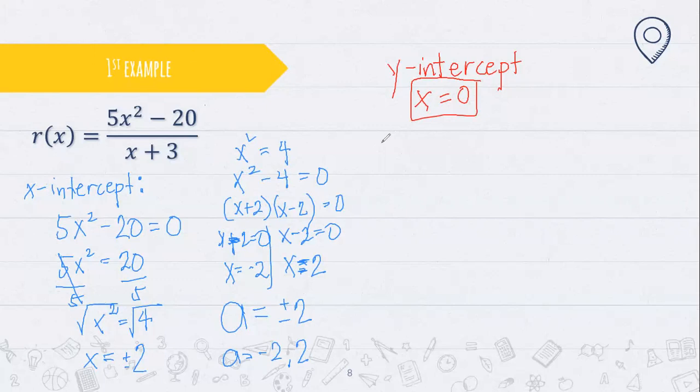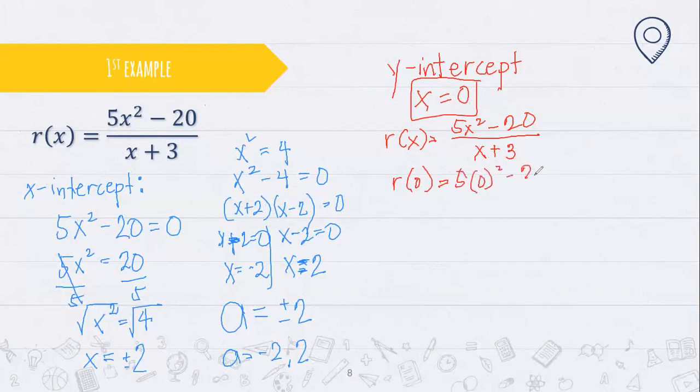So, what's the function natin? We have r of x is equal to 5x squared minus 20 all over x plus 3. And then we substitute 0 to our x's. So we have r of 0 is equal to 5 times 0 squared minus 20 all over 0 plus 3. And then, yung r of 0 class actually is yung y. So balik natin sa y. Kasi Cartesian plane tayo, wala namang r of x sa Cartesian plane, di ba? So that would be y. Kasi y is the function of x. Kaya f of x si y.